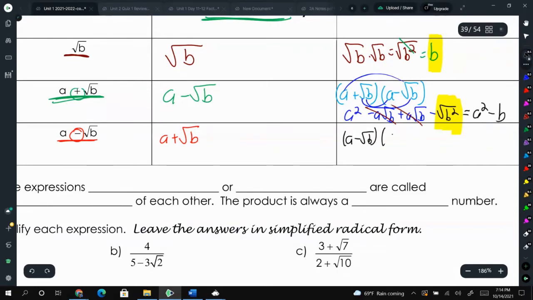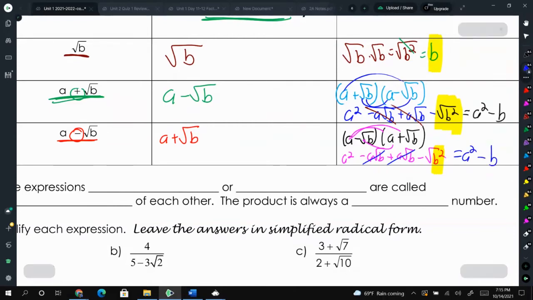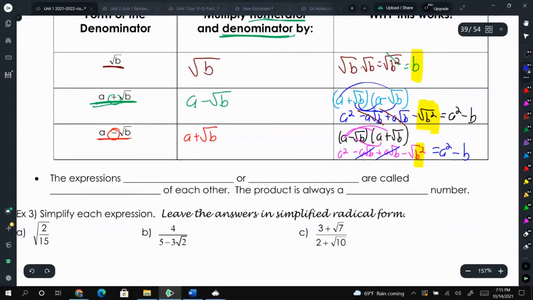A minus the square root of b times a plus the square root of b. When you multiply these two things, we get a squared minus a times the square root of b plus a times the square root of b minus the square root of b squared. And like we said, we already have that. And it will simplify to, these go away, a squared minus b. So that is why we want to rationalize the denominator. It gets rid of our radical or square root in the denominator, and it allows us to have proper math.